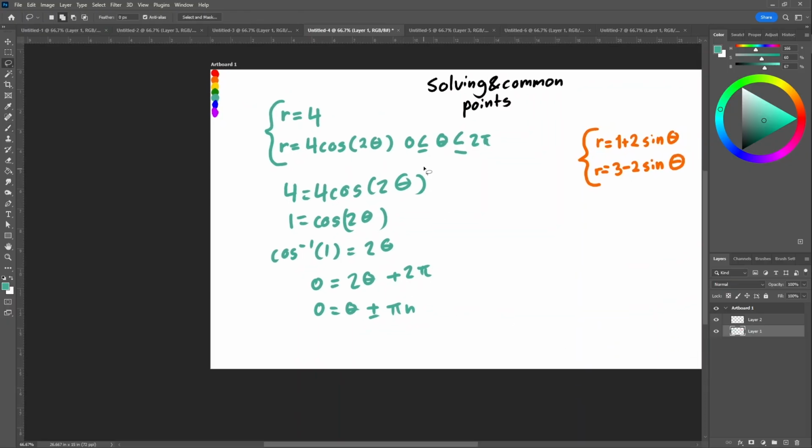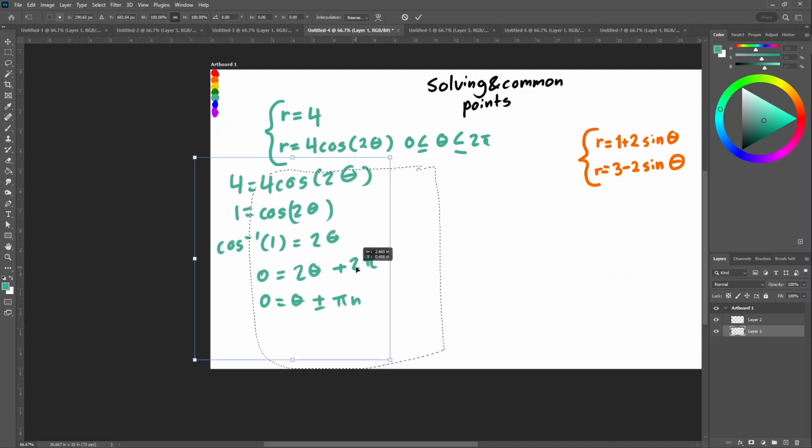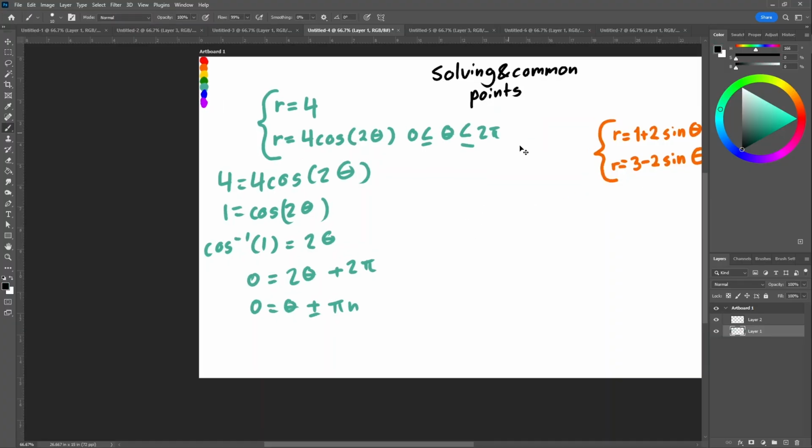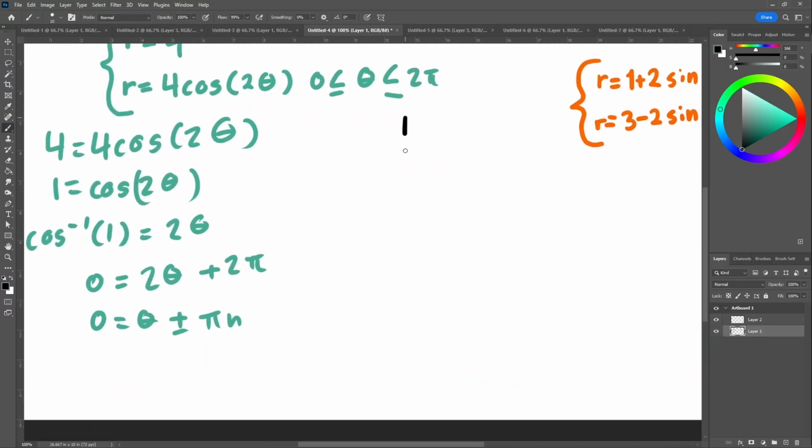Let's see if we try to graph that. We're not going to get all the answers we want, but we get some of the answers we want. So right here, the solutions that we're getting out of it would be 0 and pi, because those are the only ones that fit in our range of 0 to 2 pi. But we can see that graphing that, we're missing out on some stuff.